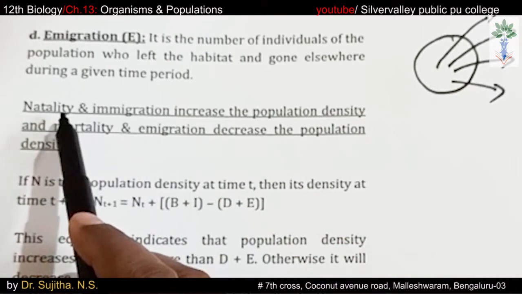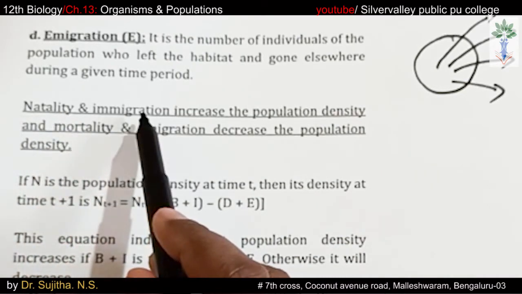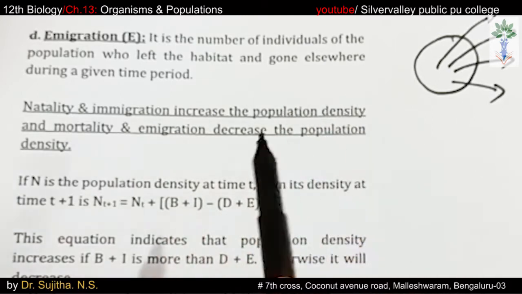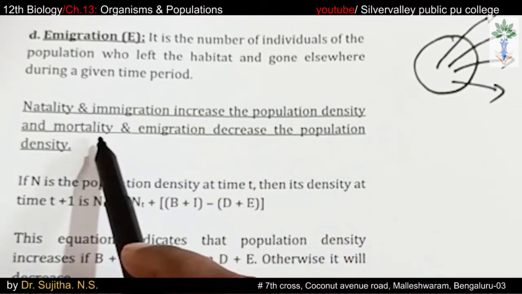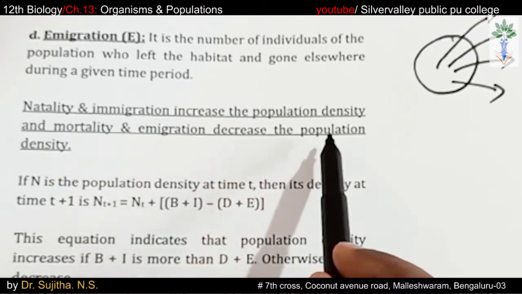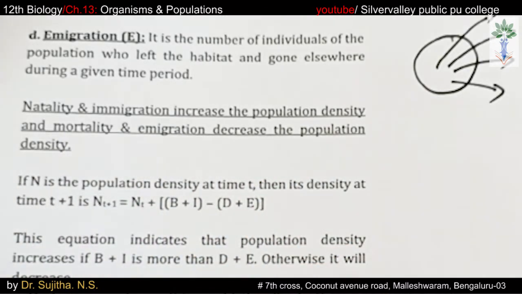Natality and immigration increase the population density. That is, the number of births and the immigration both increase the population density, whereas the mortality, that is the number of deaths, and the emigration decrease the population density.